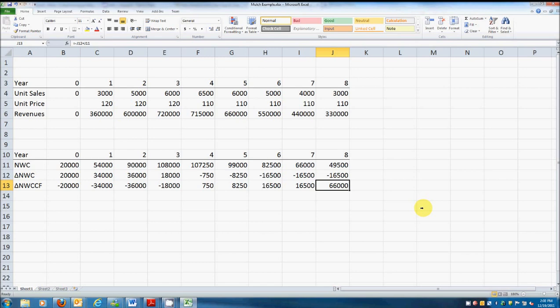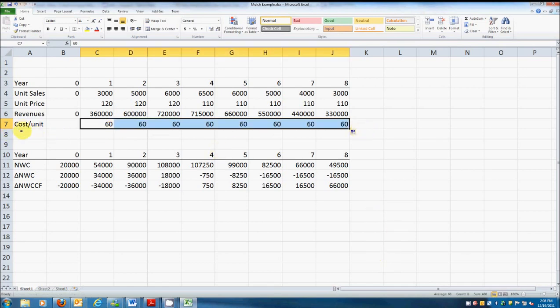Let's go back and see what else we can do. They tell us that our variable costs, we're told per unit, let's see, what's the variable cost? $60. So variable cost, let's say cost per unit. In year 0, we don't worry about it. But in every other year, going across here, it's 60. Let's see if this will work. There we go, 60 all the way across.